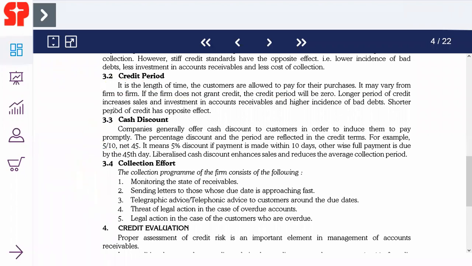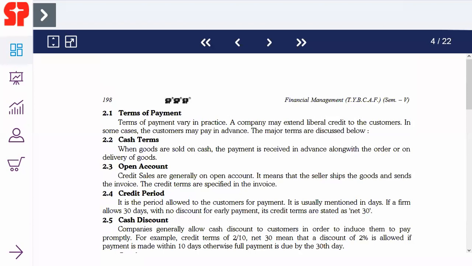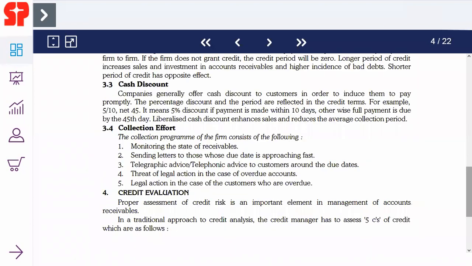Then all the things you have decided: the credit standard, the credit period, and the cash discount policy, and you have decided to give on credit. Now next, post credit will be collection efforts. So now you have given on credit. Now you should take proper efforts to monitor the receivables.